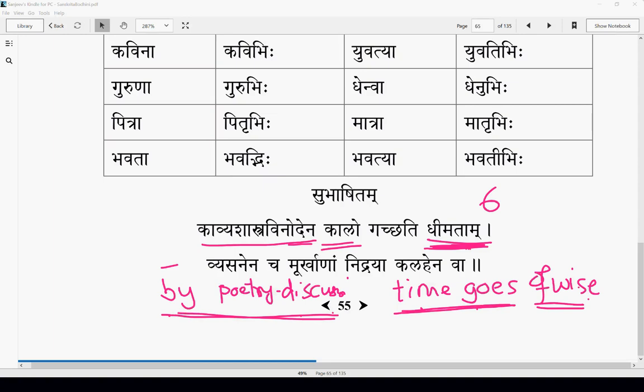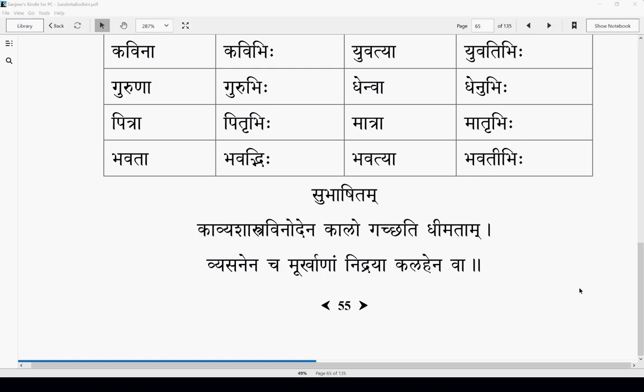Okay. So now in the correct English general usage, if you want to translate, then whatever you did before, that is okay. What was that? The wise people spend their time by poetry. But here it is literally like this. So just try to understand this. Time of wise goes by poetry discussion. Now the second sentence is also similar, right? Now kalo gacchati we can again repeat here. Means time goes. That remains.